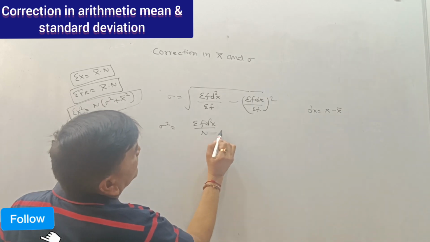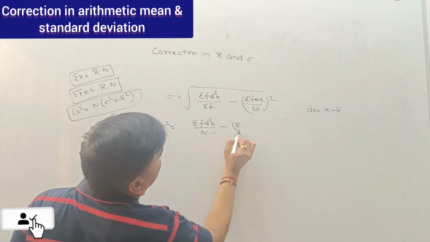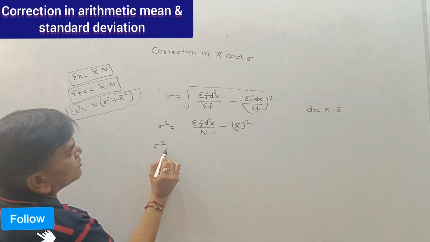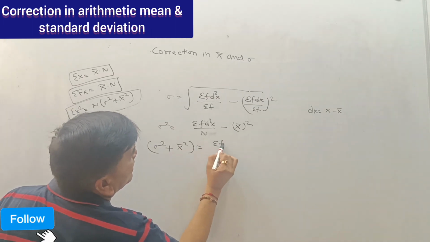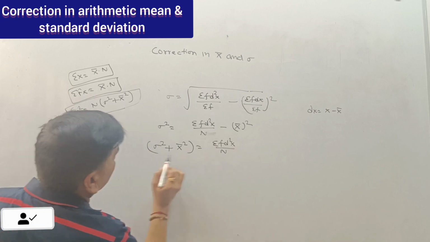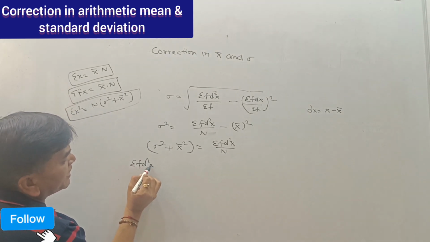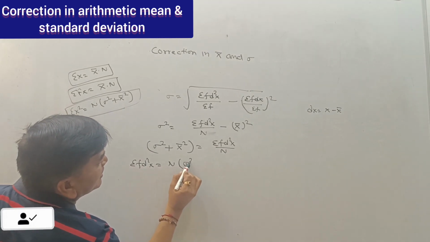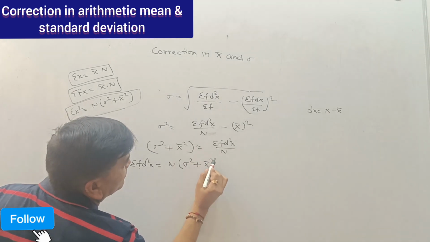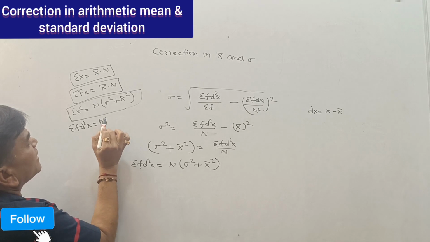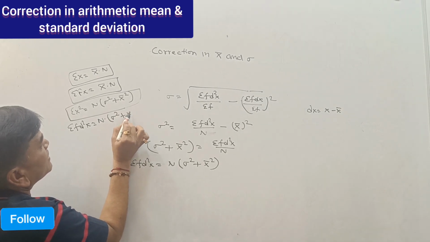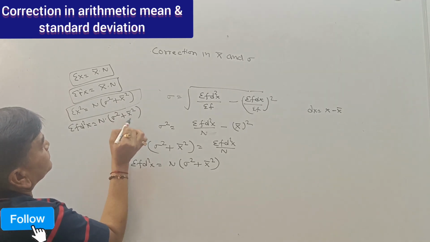So n is equal to sigma f (x minus x bar) raised to power 2, that is standard deviation square plus x bar square, that is sigma f d square x upon n. So sigma f d square x is n times standard deviation square plus x bar square.